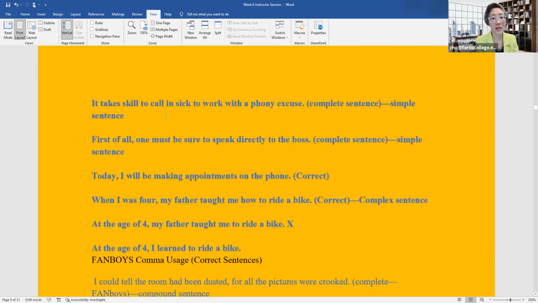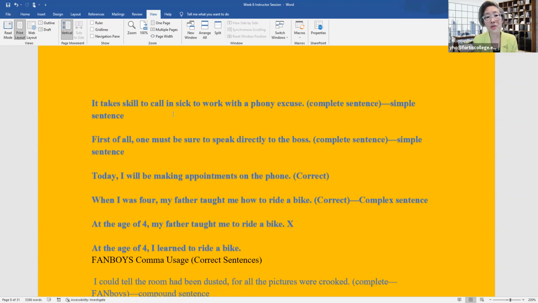It takes skill to call in sick to work. It takes skill to call in sick to work with a phony excuse. That is a simple sentence. "First of all, one must be sure to speak directly to the boss." It's bolded blue because you've got to remember it for the quiz. They're going to ask you whether this is a correct or incorrect sentence.